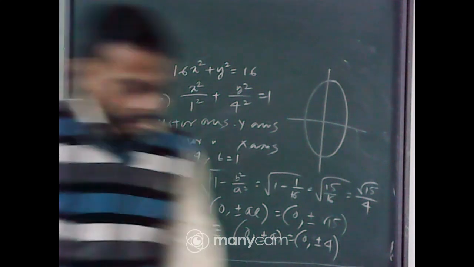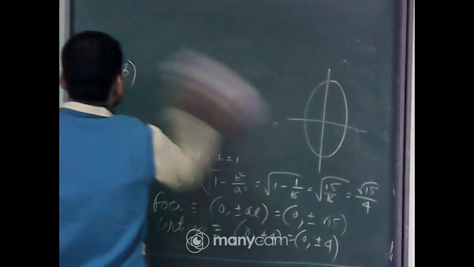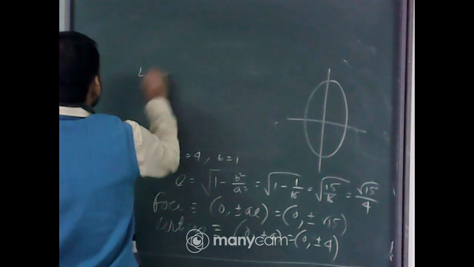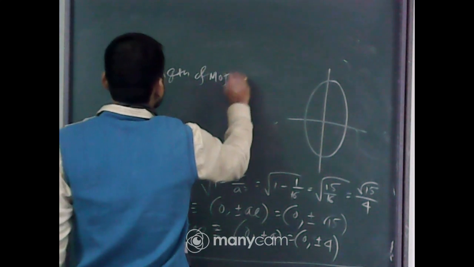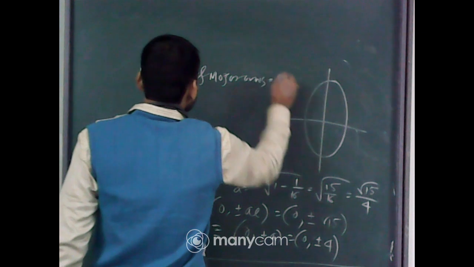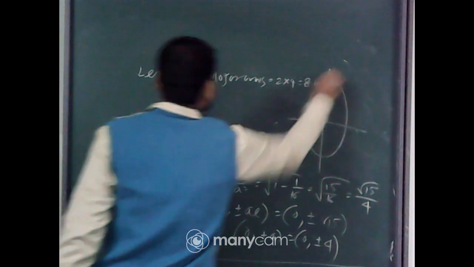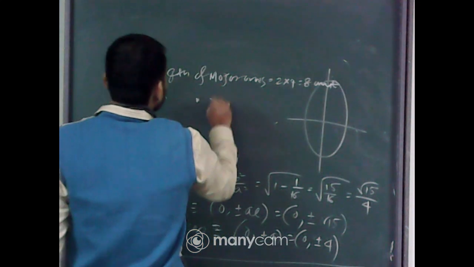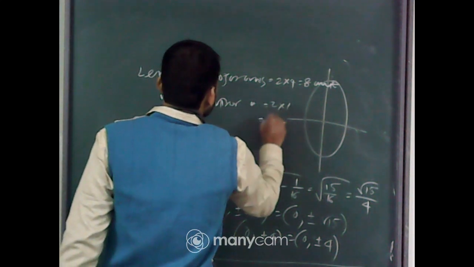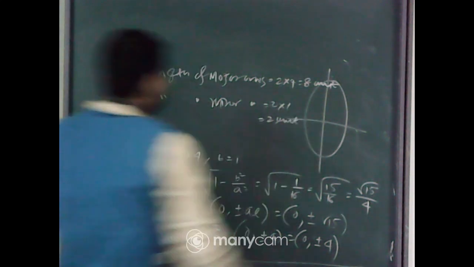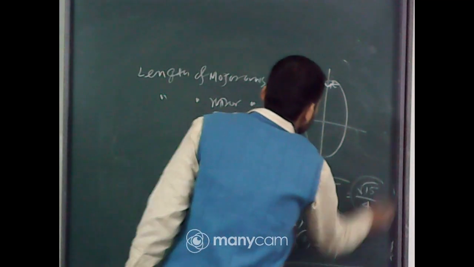Next move on to length of major axis and length of minor axis. Length of major axis, that is 2 into 4, 8 unit. Length of minor axis, 2 into 1, so 2 unit. Okay. Eccentricity, already we have found the value of eccentricity.